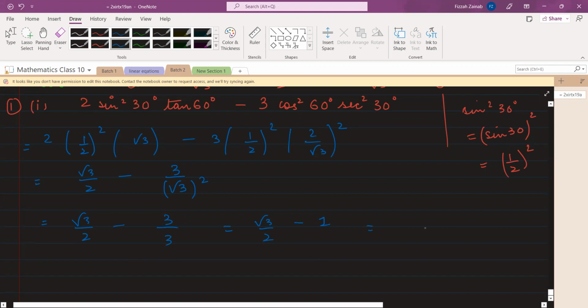Yeah, it's right. So now take LCM 2. So it will be under root 3 minus 2 divided by 2. So you have to leave it here. You cannot subtract the numerator. So this is the answer.